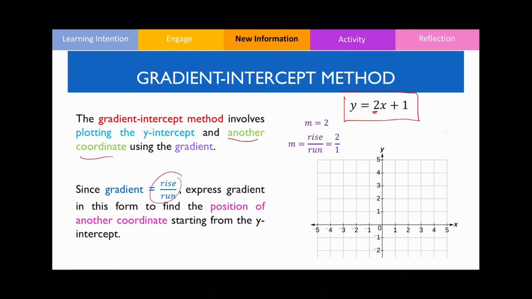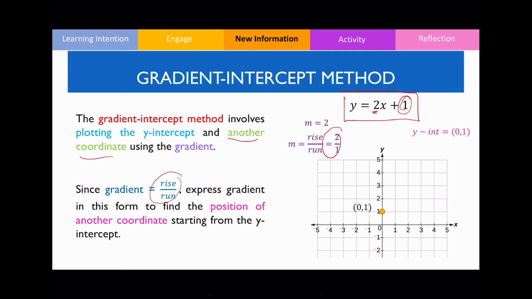The y-intercept in this case is going to equal +1, because that's reflected by this value over here. So I'm going to plot firstly the y-intercept along my Cartesian plane. Now I'm going to use this rate to find the position of another coordinate, and once I've got this y-intercept as well as another coordinate, then I can easily draw a straight line by connecting those 2 dots together.